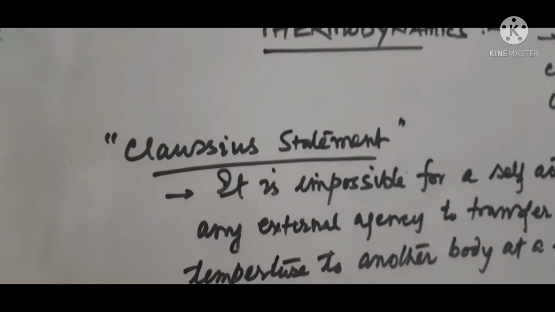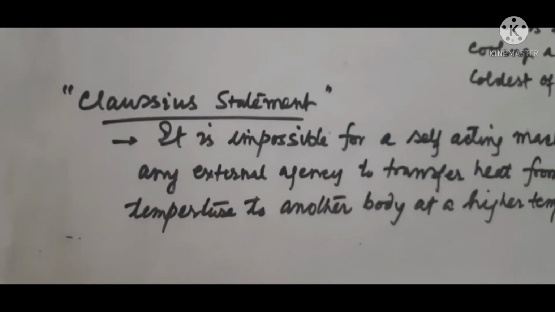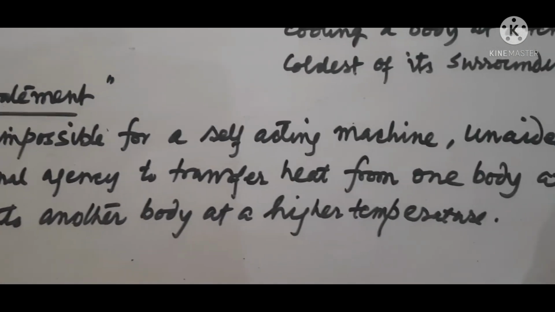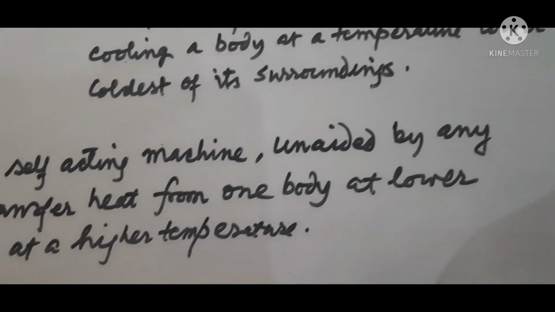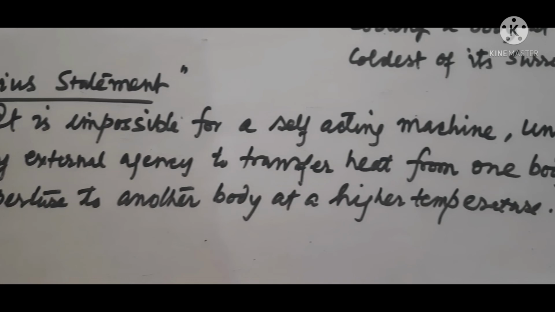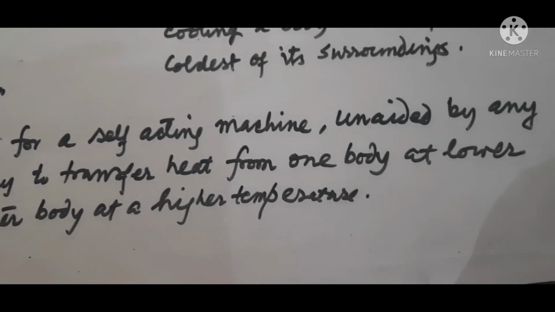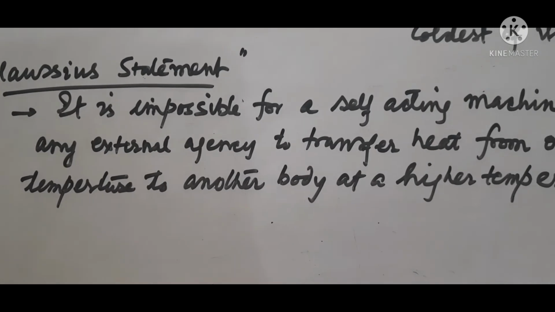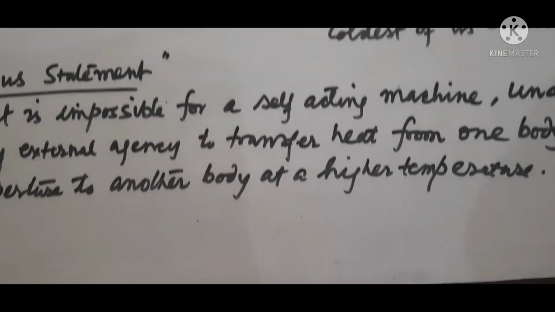However, the best one is that of Clausius. Clausius' statement: it is impossible for a self-acting machine unaided by any external agency to transfer heat from one body at lower temperature to another body at higher temperature.